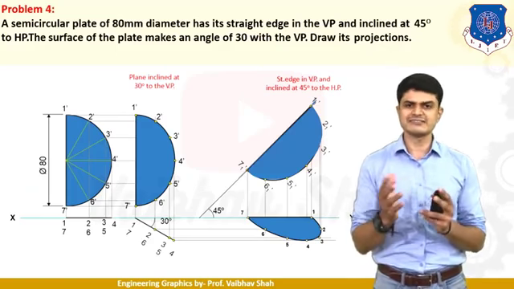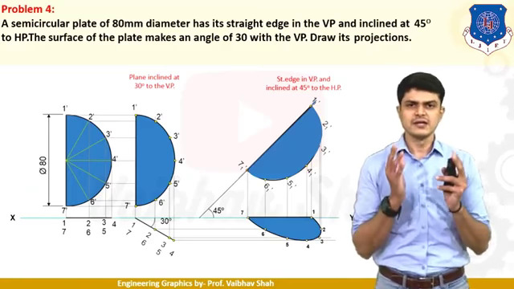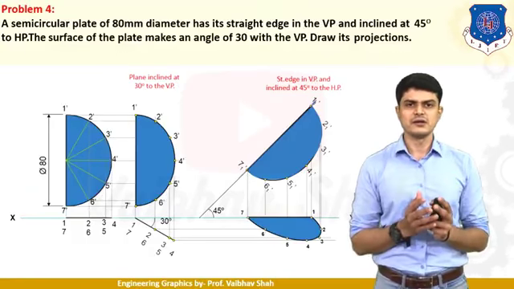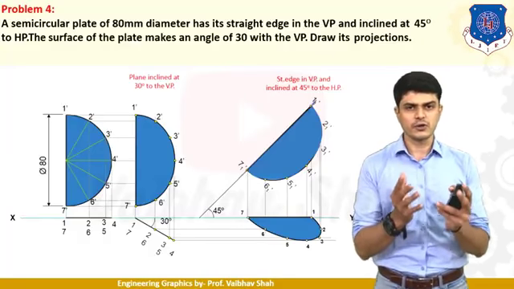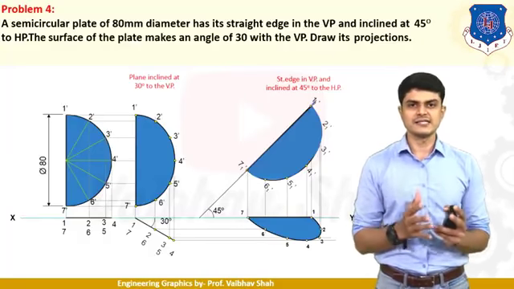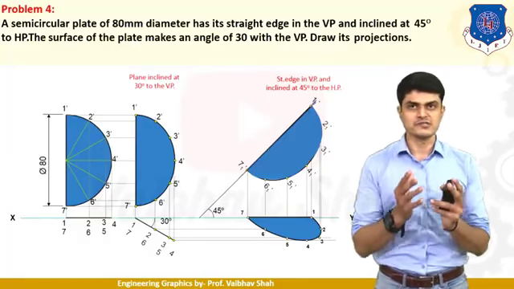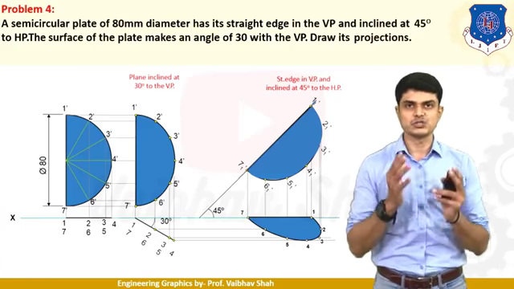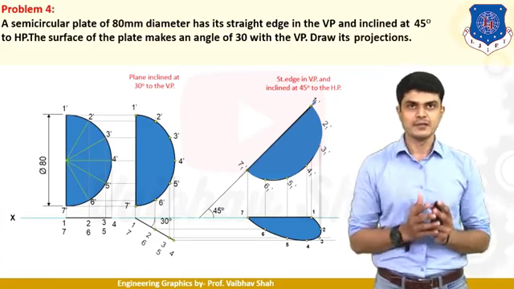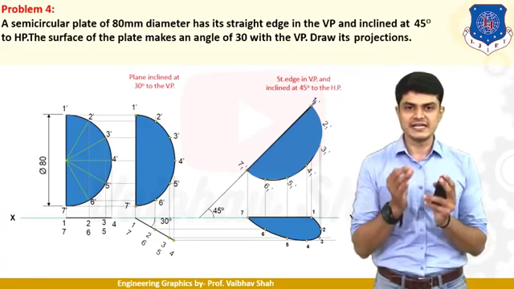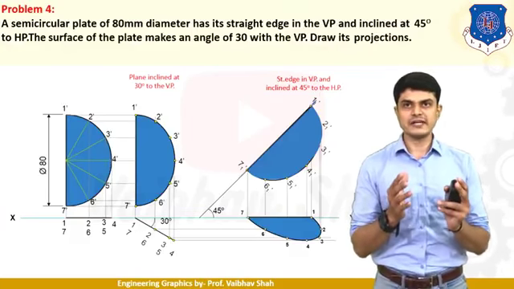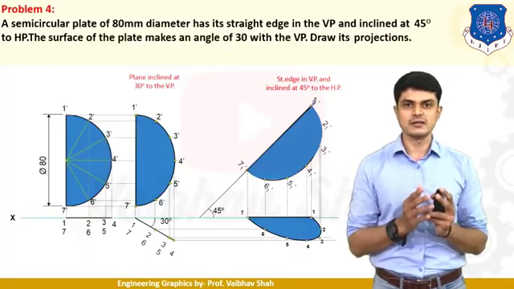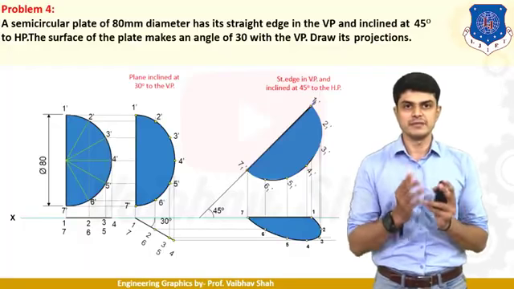So it is a different case than a circle, but it is more likely the same kind of method you can use for your semicircle. So let us see one example based on semicircle. A semicircular plate of 80 mm diameter has its straight edge in VP and inclined at 45 degree to HP. The surface of the plate makes an angle of 30 degree with VP.